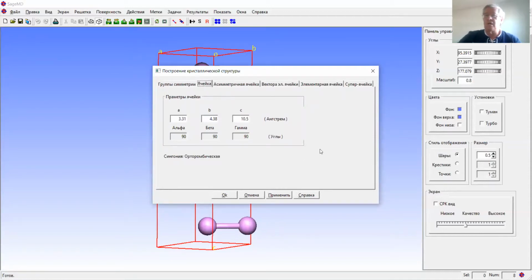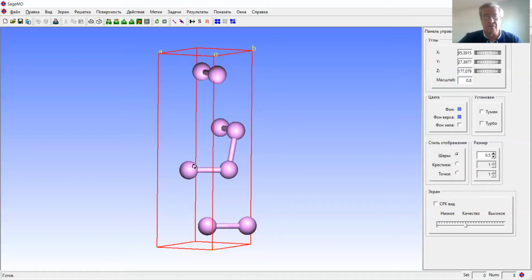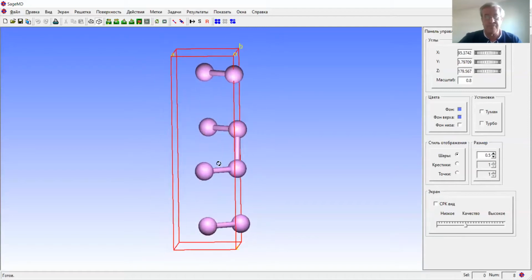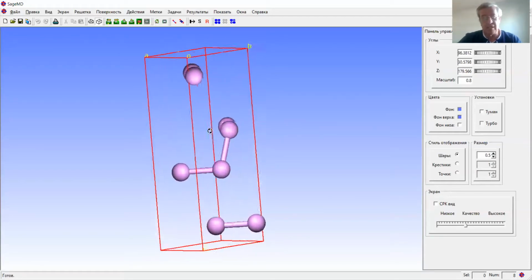Let's see what type of unit cell it is. And it is an orthorhombic structure. An orthorhombic structure has all different A, B, C parameters, but all 90 degree angles. So what we can see is that it has a bunch of symmetry planes in the structure.